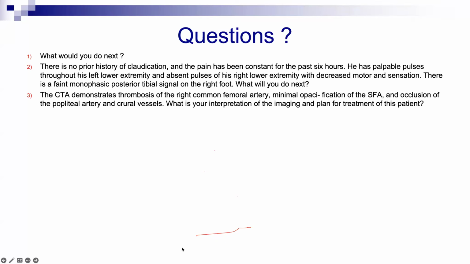Right common artery, minimal. Occlusion of popliteal artery and crural. Based on the interpretation of the CT, I will go for femoral thrombectomy. And after ending the procedure, I will do conventional angiography.